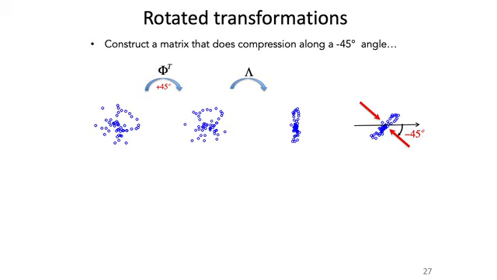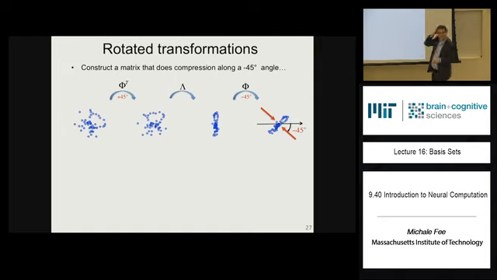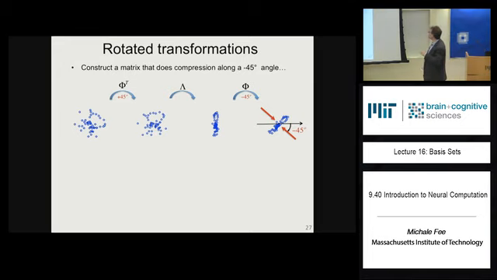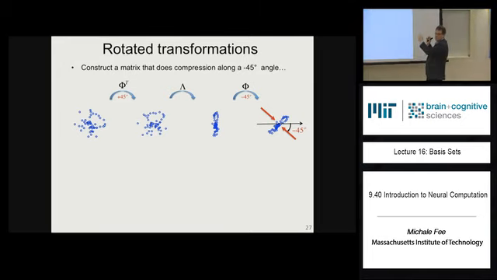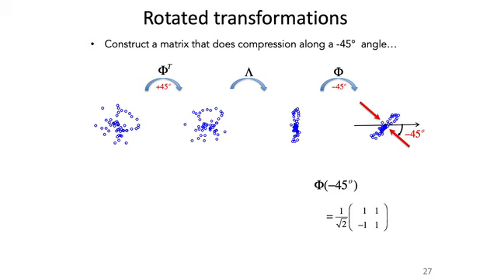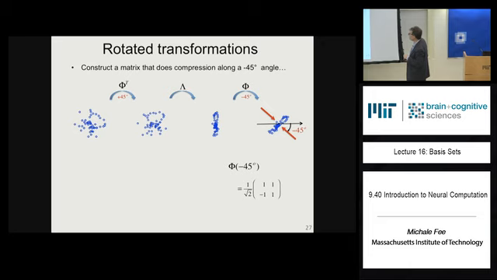Multiplied by a lambda that compresses along the x-axis, and then rotates by minus 45 degrees, okay? So here's an example where we can take data and compress it along an axis minus 45 degrees. So you can write this down. We're going to compress along a minus 45-degree axis. We write down phi of minus 45.